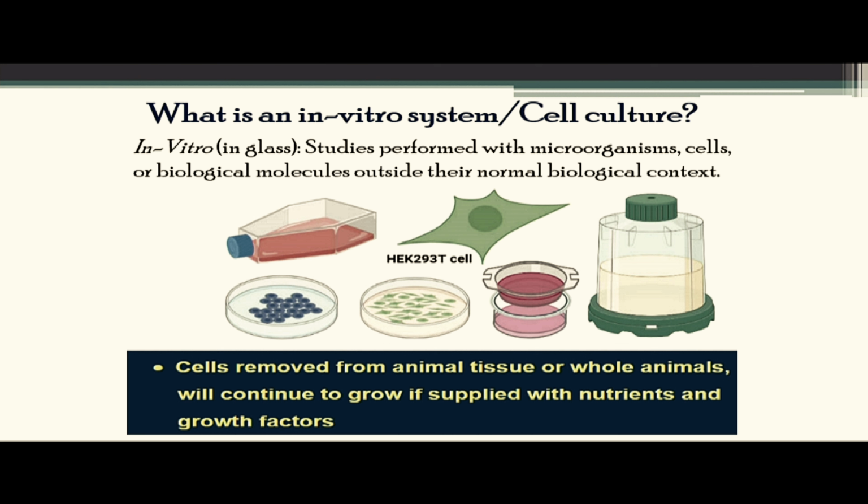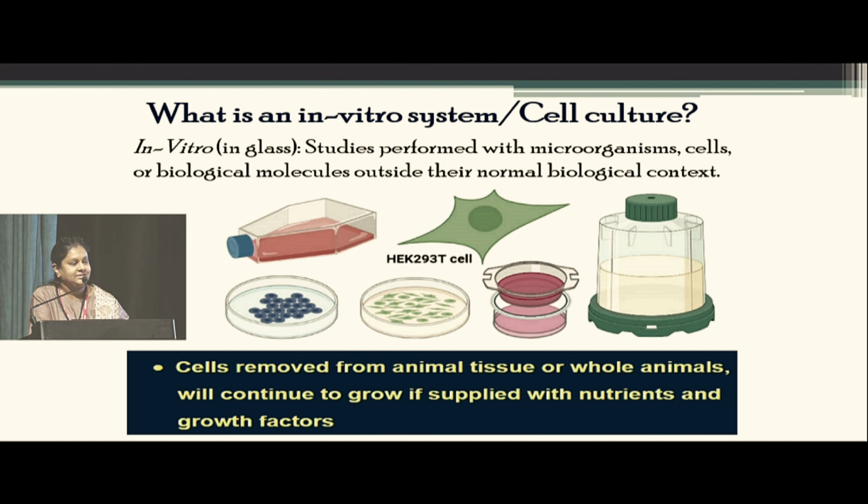In the first place, what is an in vitro system? An in vitro system is something that we grow in vitro, that is in glass, outside the biological system. So any organism or cells or biological components which we grow outside its normal biological context form the in vitro system. For example, the cell culture system.